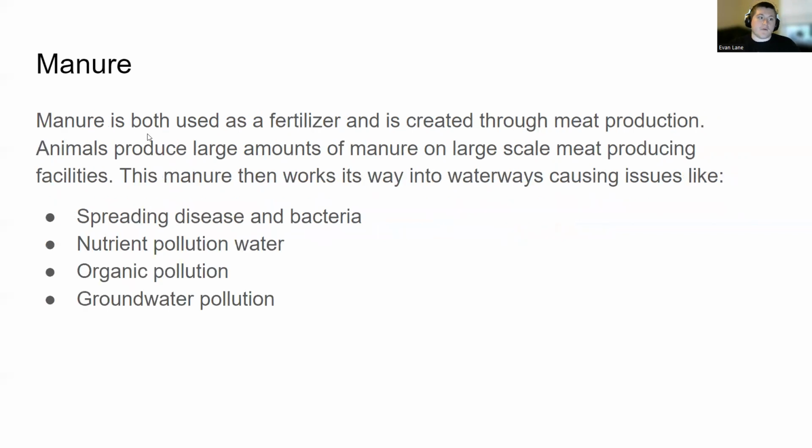Manure comes from a variety of sources throughout the agricultural field. Manure is both used as a fertilizer, and it's created through meat production or animal product production. Obviously, when you feed animals, it has to come out the other end, and that obviously gets put onto the ground where not all of it gets used, or it gets carried away, or it can even seep into the ground and into groundwater supplies.